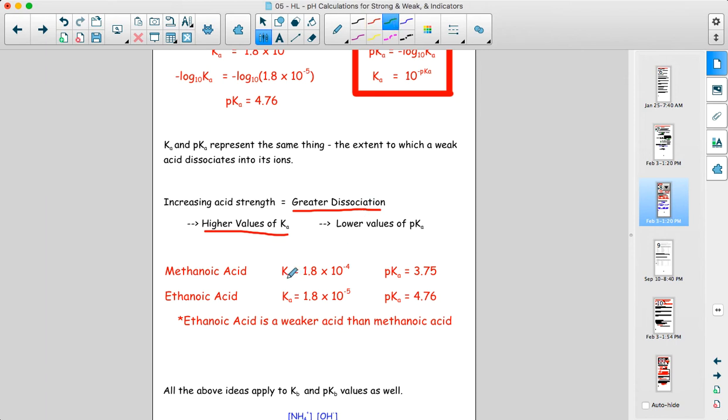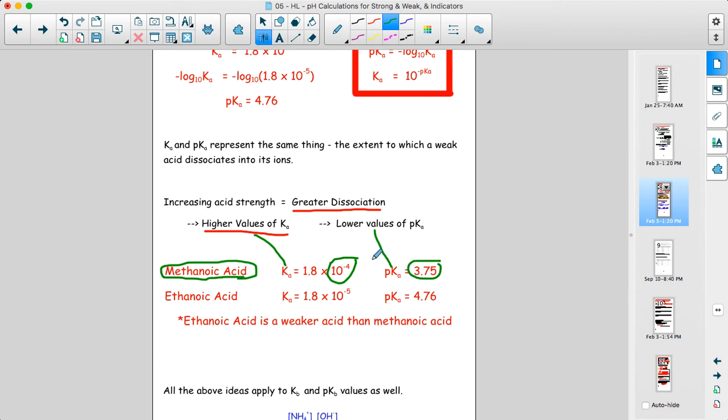If I compare these two things, the methanoic acid has a larger Ka value because it's got a less negative exponent. So just from looking at the Kas, I would know that methanoic acid is a stronger acid than ethanoic acid. It has a higher value of Ka. But when I plug both of these values into negative log base 10, the pKa actually comes out lower. So higher values of Ka imply greater acid strength, and lower values of pKa imply greater acid strength.